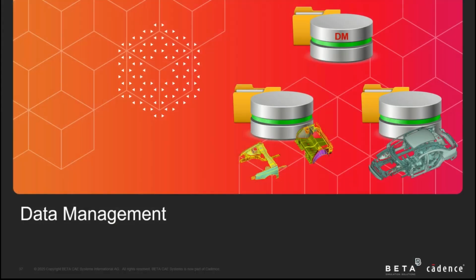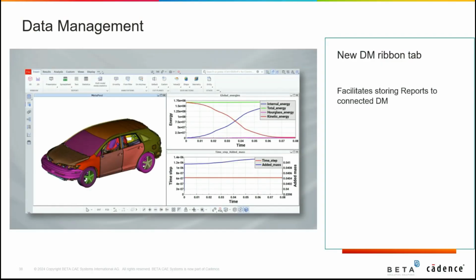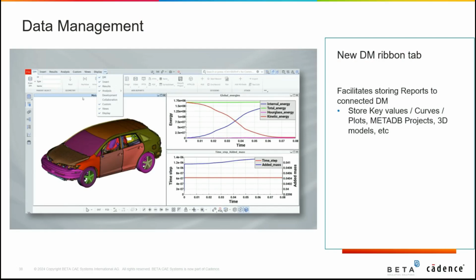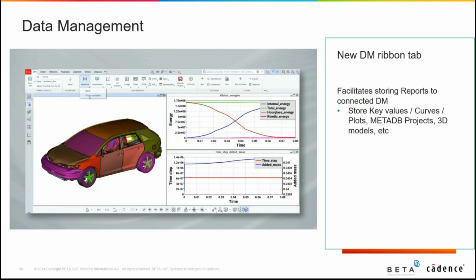Moving on to data management. A new DM Ribbon is now available. It offers a GUI so that users can easily store reports such as key values, curves, plots, and MetaDB projects under a simulation run, model, or load case. As a reminder, this data can be retrieved and viewed on CONVOS or ANSWERS.